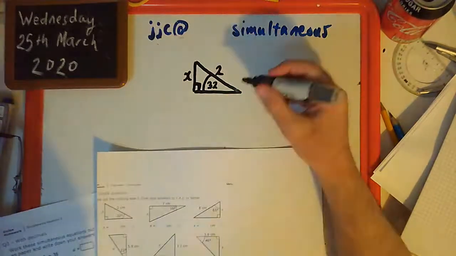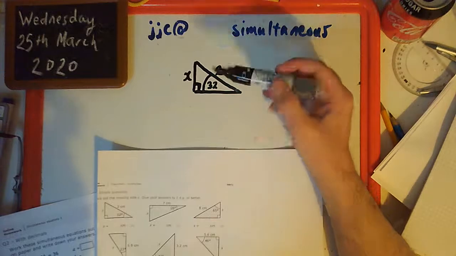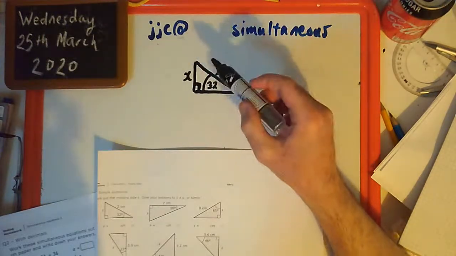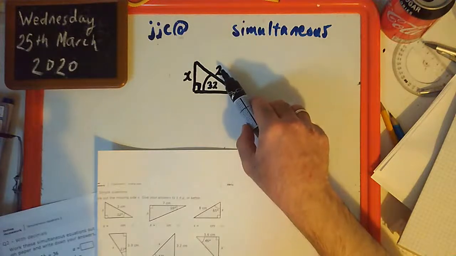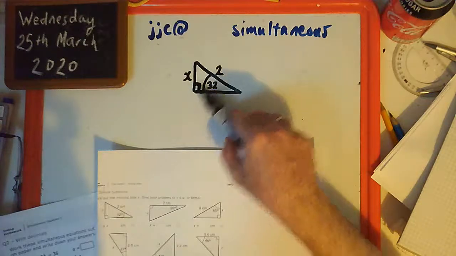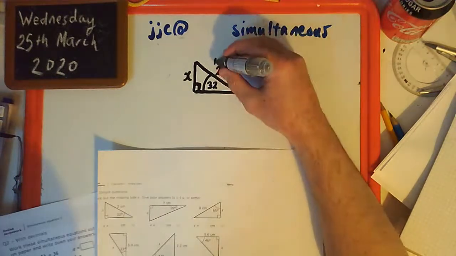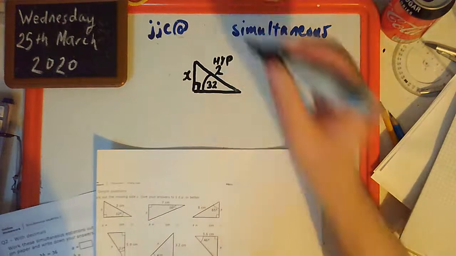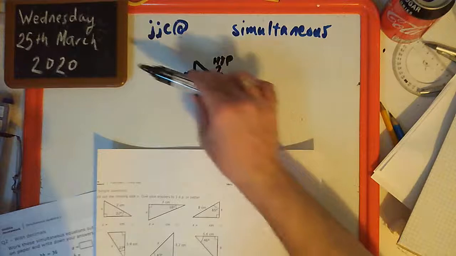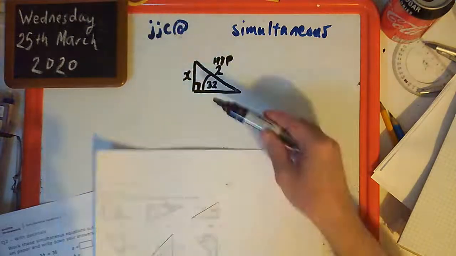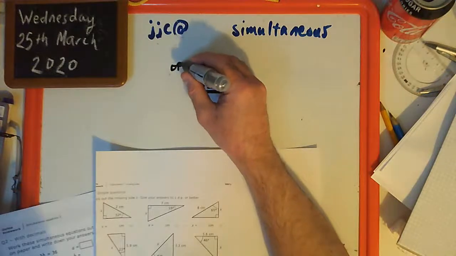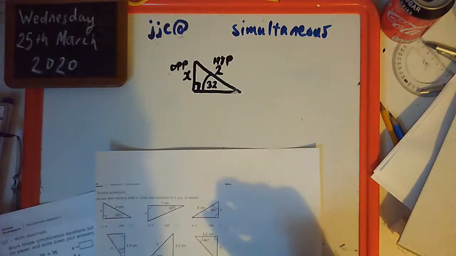Right, so the first thing we need to do is figure out what sides we have in relation to the 32. So first of all, the 2 centimeters, that's opposite the 90 degrees. So that's definitely the longest side in the triangle. That's the hypotenuse. The X is opposite the 32. So the angle that we're going to use in this problem is the 32, and the X is opposite it. So we've got the opposite and the hypotenuse.